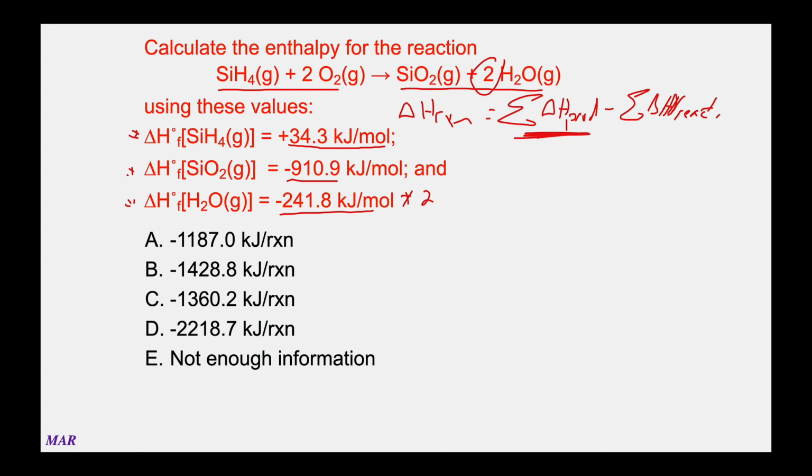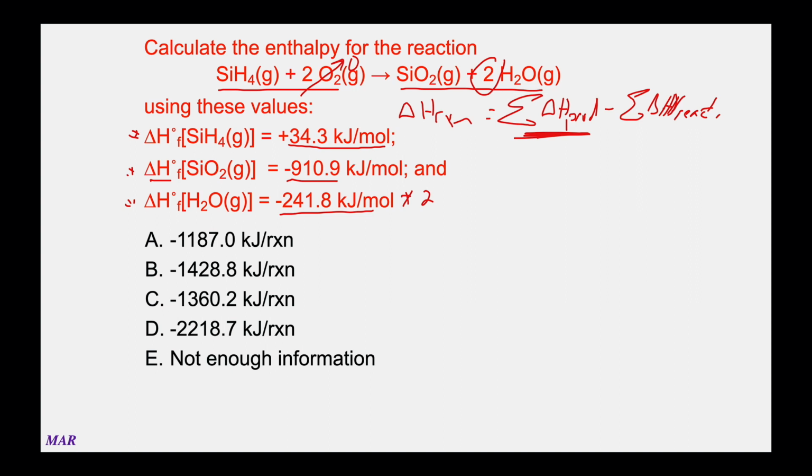But notice there is no delta HF for oxygen. And the reason I didn't include it here was to make a point again that the heats of formation, the delta HF values, will always be 0 for the elements in their standard states. So any of the elements in their standard states are just going to be 0. So on this one, you don't have to worry about the O2s. They're just equal to 0.